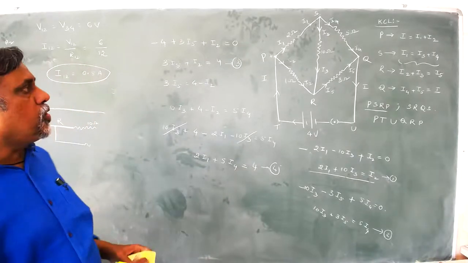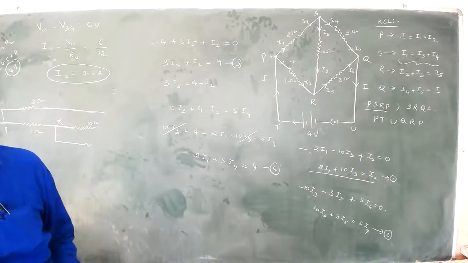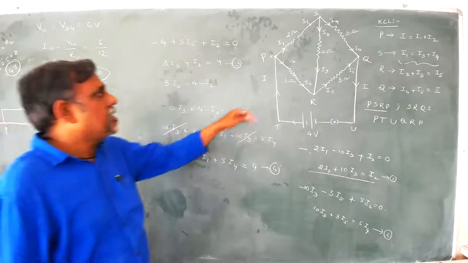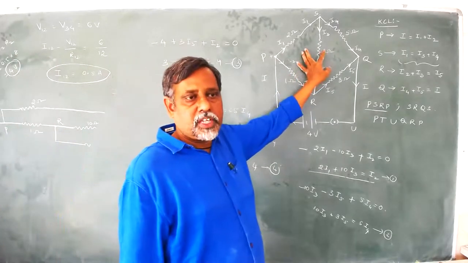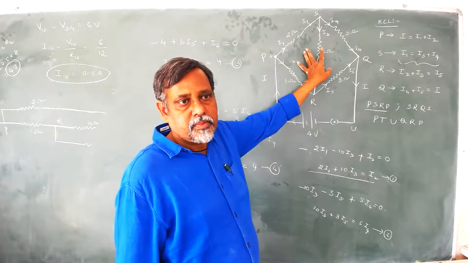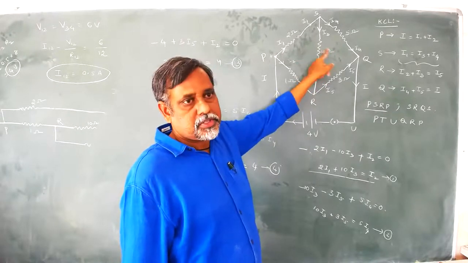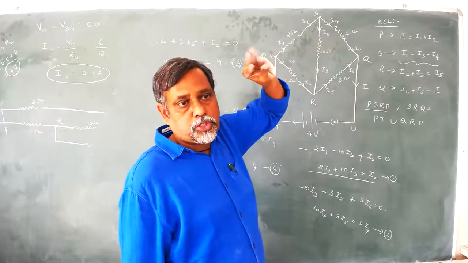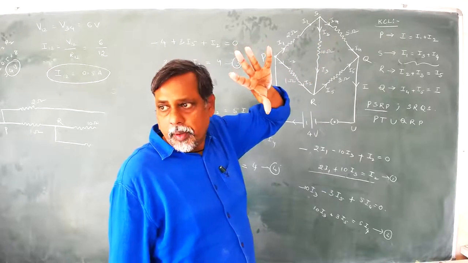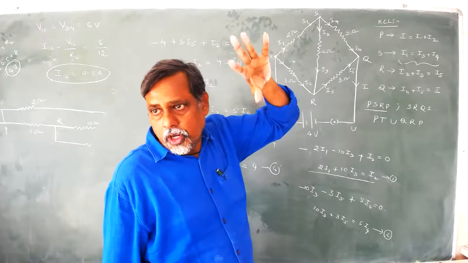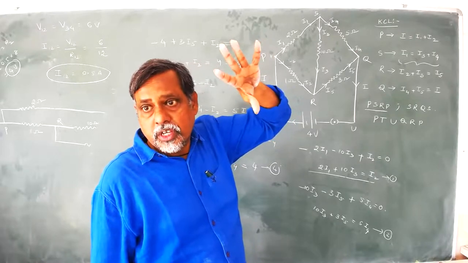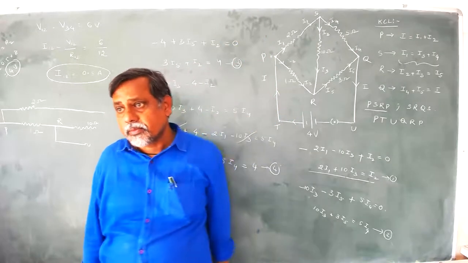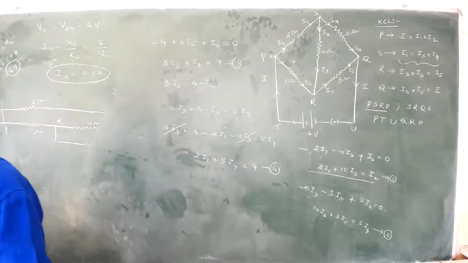If you want to save time and go faster, then here there are two deltas. I have given you 5 rules. Did you remember? What is the first rule? Did you remember the star-delta transformation, sir? Forgot.